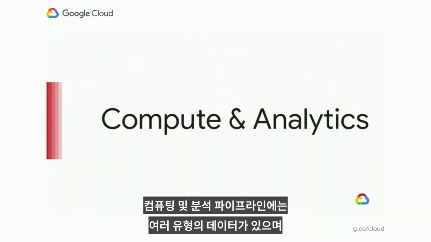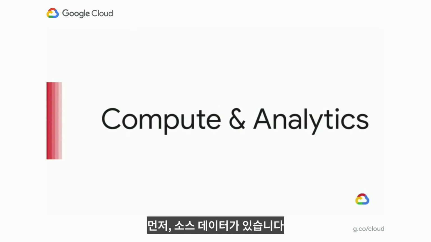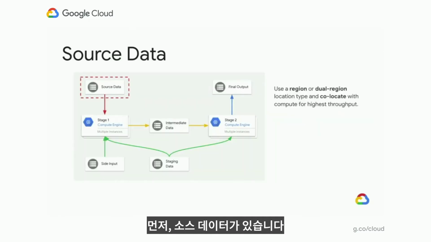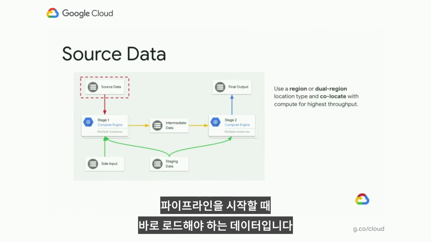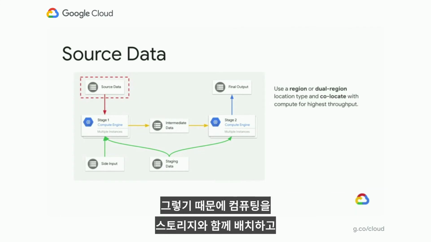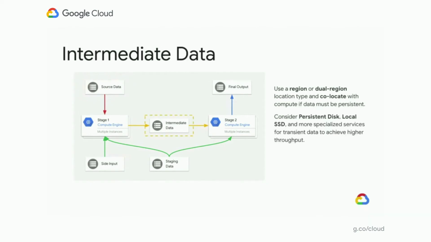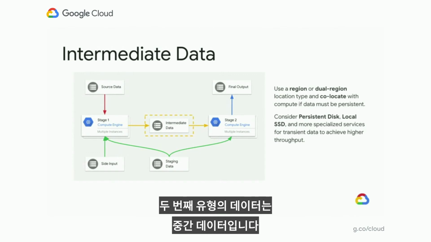Compute and analytics pipelines have several types of data, and your choice of location type really depends on the type of data. First, you have the source data. This is data that is persistent and that you need to load up right when you start your pipeline. What is really important here is very high throughput. So you would want to co-locate your compute with storage, and using a region or a dual region location makes sense. The second type of data is intermediate data.